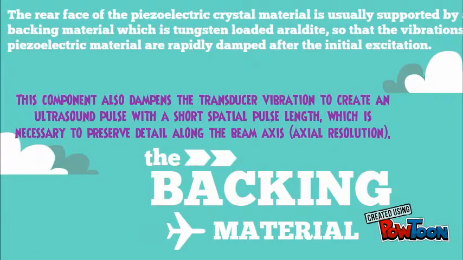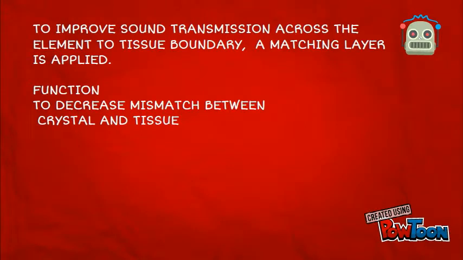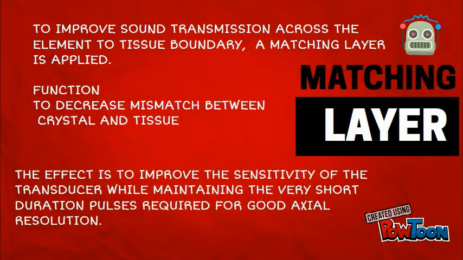This component dampens the transducer vibration to create an ultrasound pulse with a short spatial pulse length, which is necessary to preserve detail along the beam axis. To improve sound transmission across the element to tissue boundary, a matching layer is applied. The function is to decrease the mismatch between crystal and tissue. The effect is to improve the sensitivity of the transducer while maintaining the very short duration pulse required for good axial resolution.